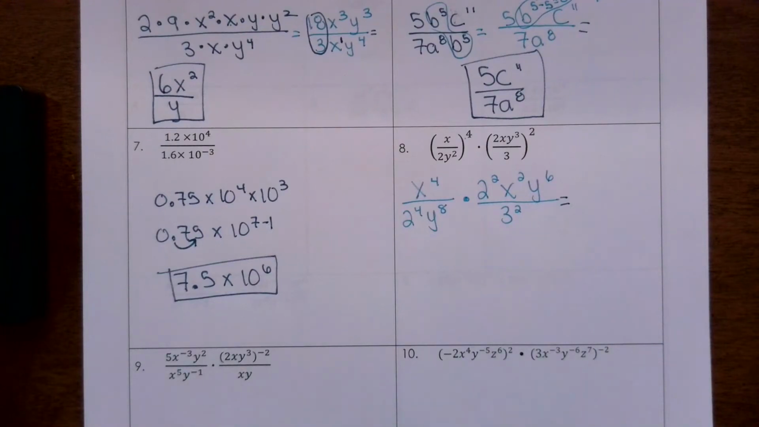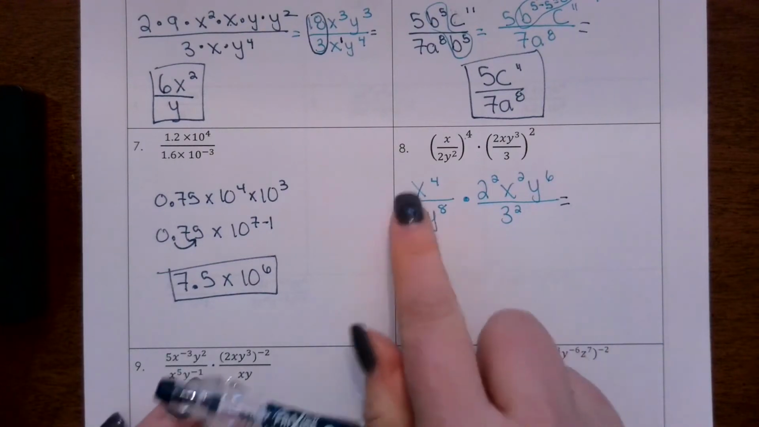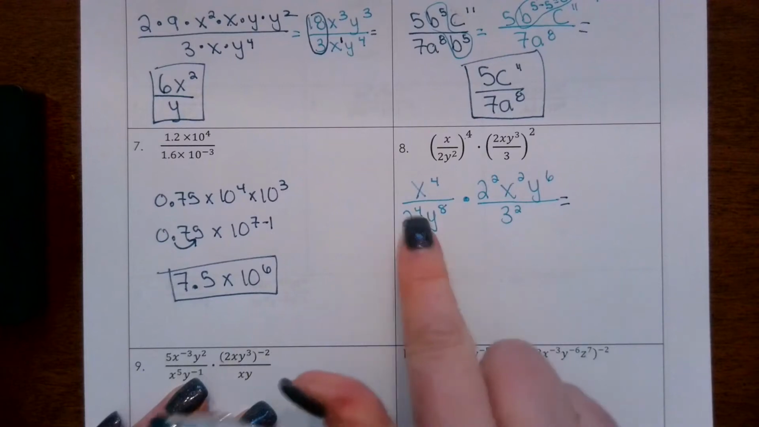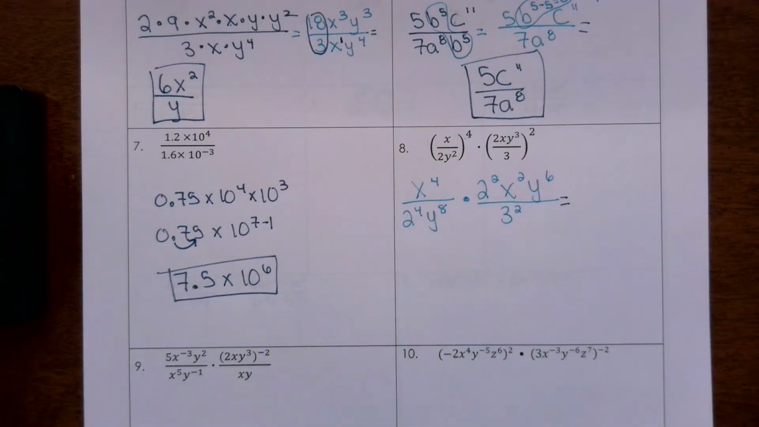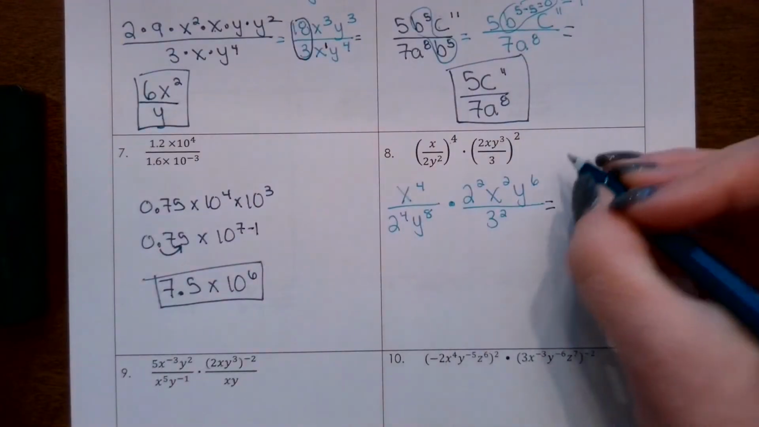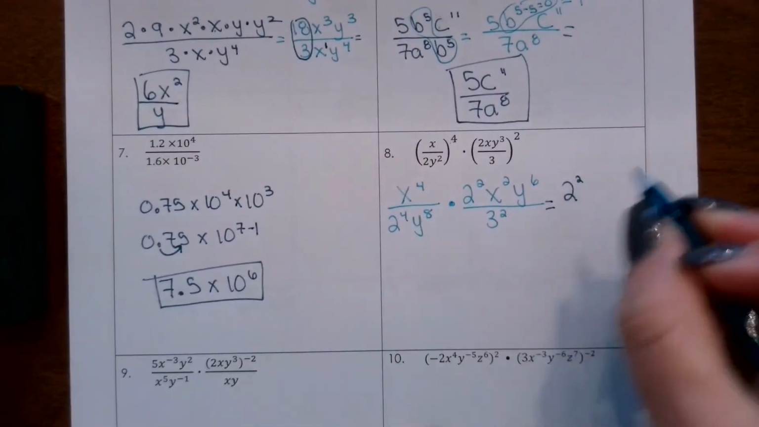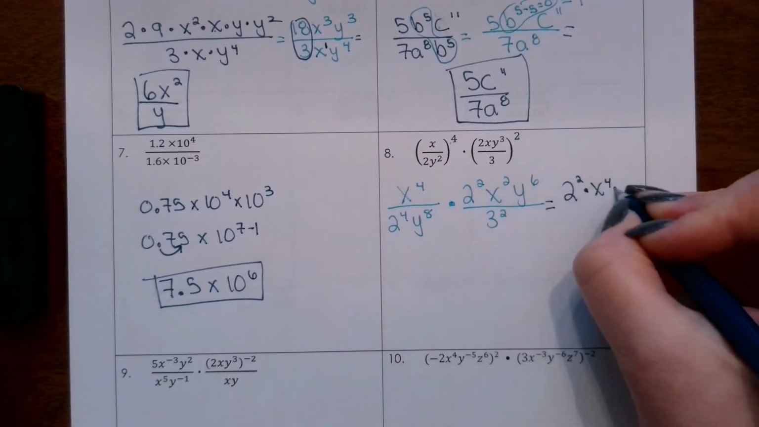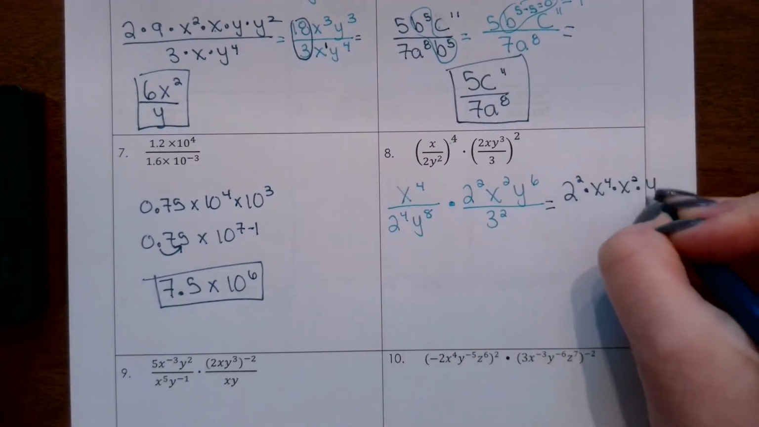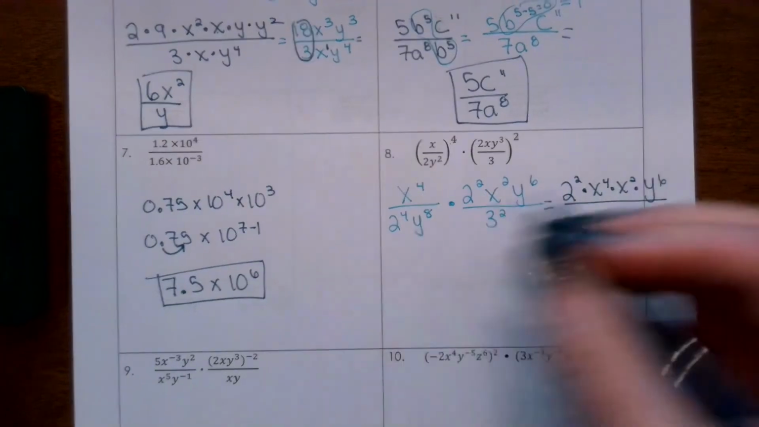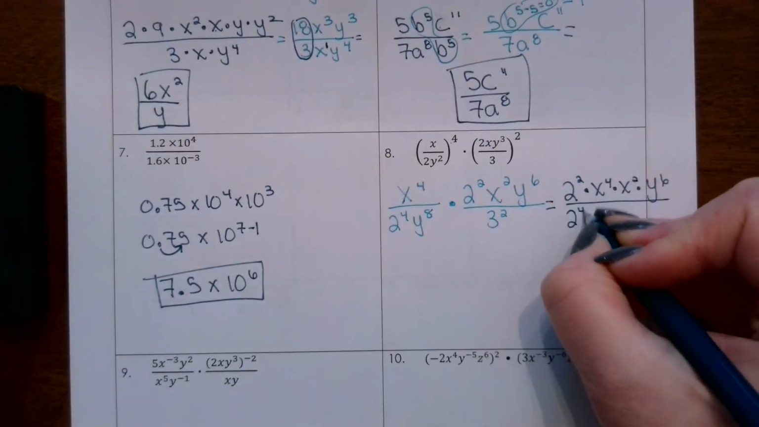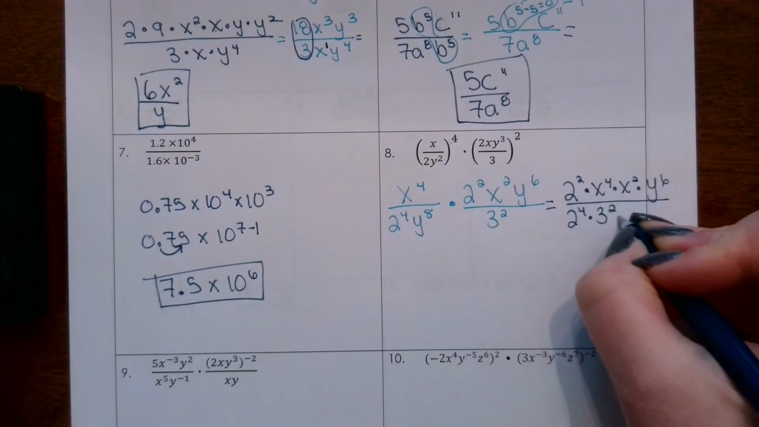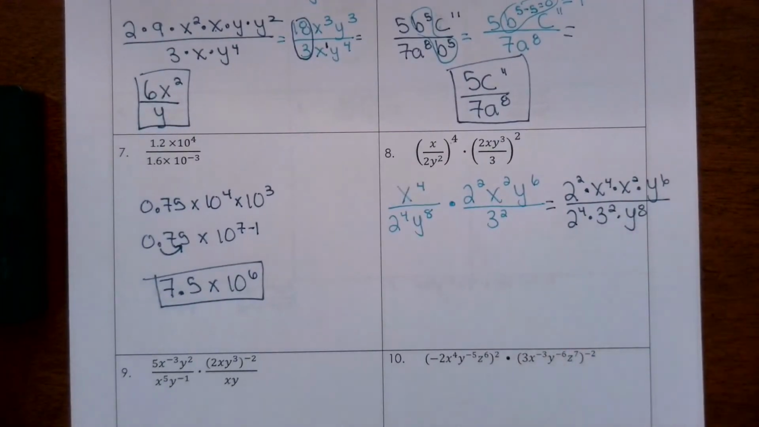While I'm doing that, I'm going to rearrange my factors in the numerator and denominator so I have my coefficients together, my x's together, and my y's together. So I'm going to put my coefficient 2 squared first, and I'm going to put x to the 4th times x squared times y to the 6th. In my denominator, I'm going to put 2 to the 4th times 3 squared times y to the 8th.